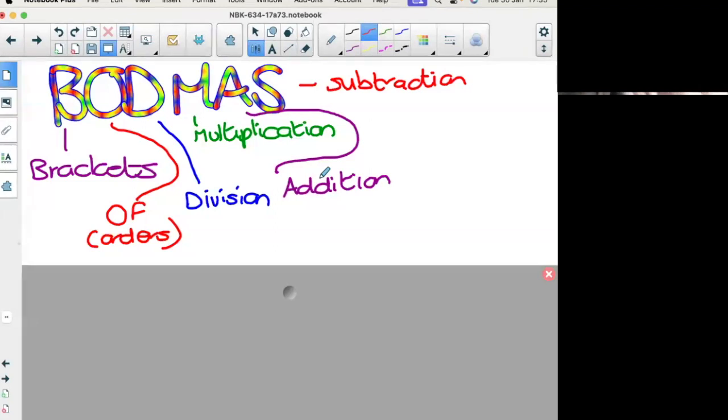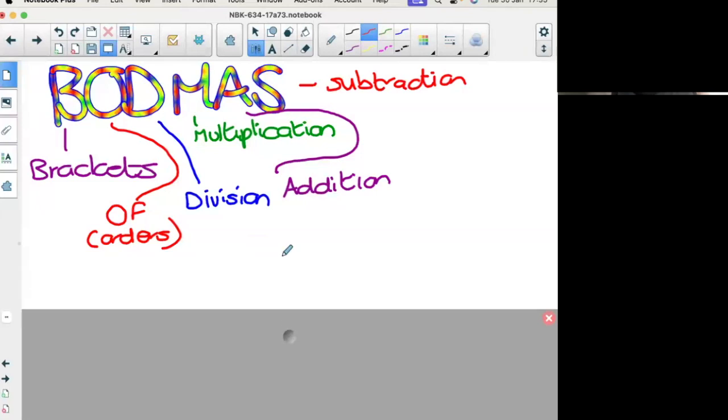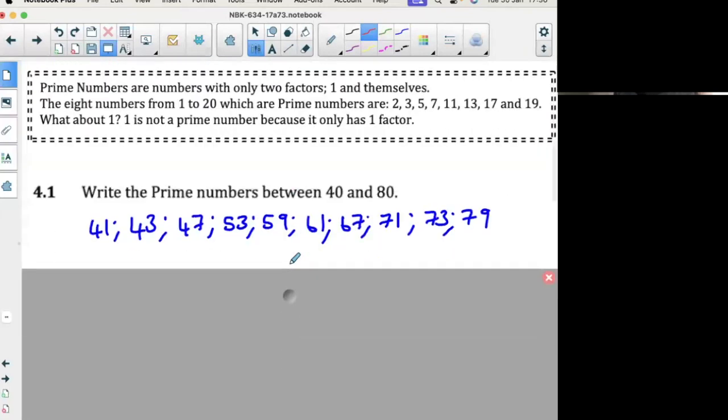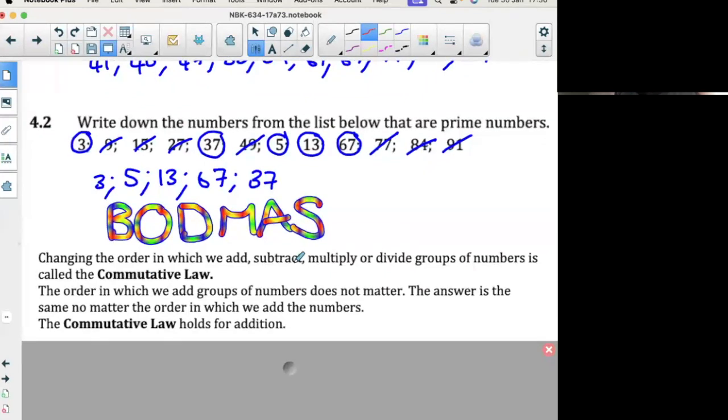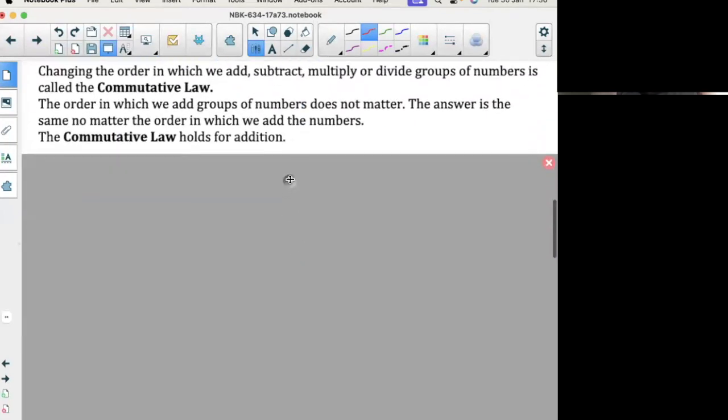All right. And the first fancy grade 8 word that we're going to learn here is the commutative law. It's a very fancy word, but it just means to add. So changing the order in which we add, subtract, multiply, or divide groups is called the commutative law. So that's what we're learning about first. It's still very basic maths. I promise you, it's just a very fancy name. Today we're looking at all our basics, and that's exactly what we're doing.